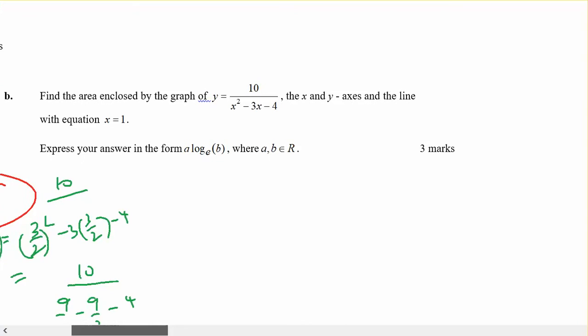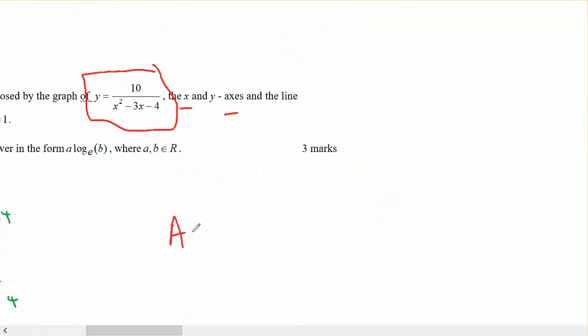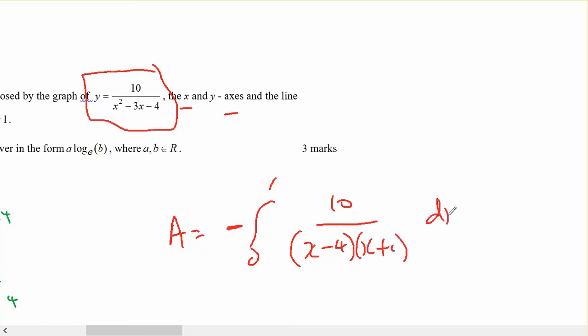Part B said find the area enclosed by this, and that's the graph that I just drew, the x and y axis and the equation x equals 1. So I'm looking for that area there. So I'm wanting the area to equal, since it's below the axis, negative integral from 0 to 1 of 10 on top of x minus 4 x plus 1 dx.